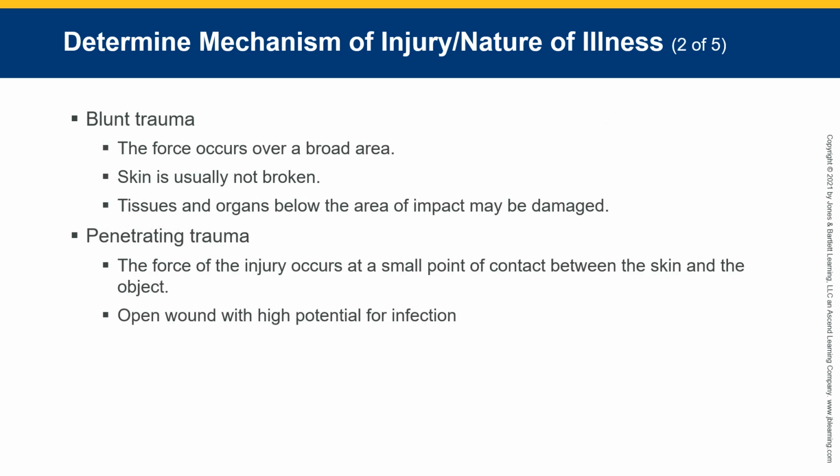Blunt trauma: force occurs over a broad area. The skin is usually not broken. The tissues and organs below the area of impact may be damaged.